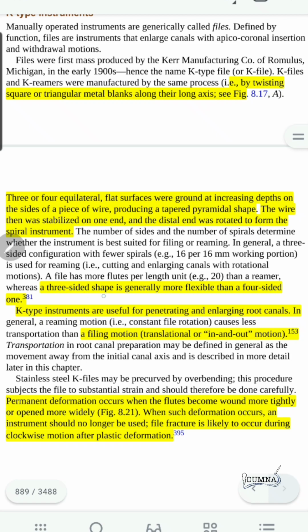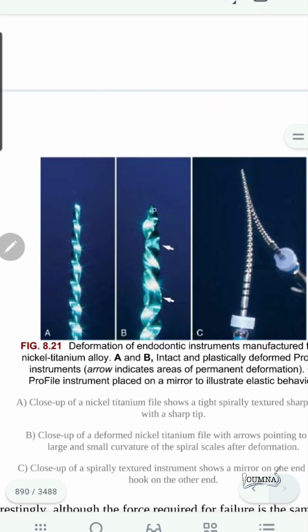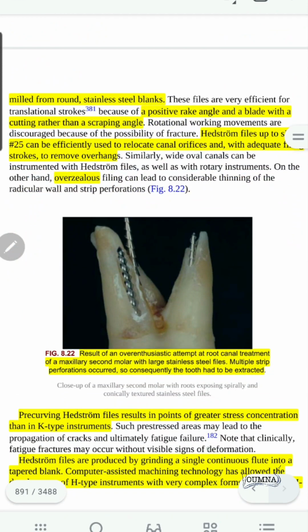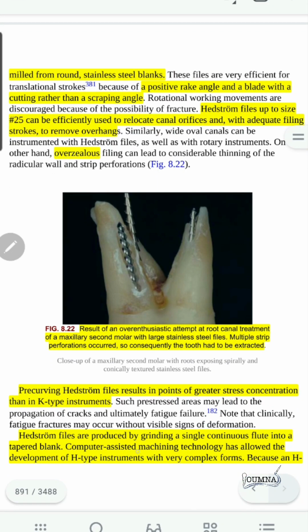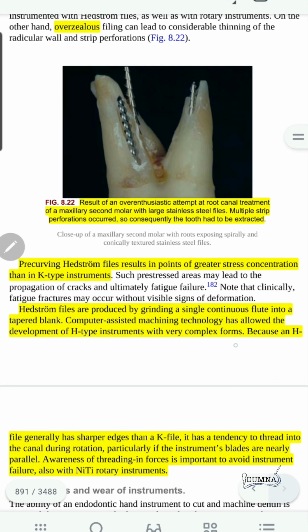A 3-sided shape is generally more flexible than a 4-sided one. The tip shows the pyramidal shape, and we can see the spirals on the file. Hedstrom files are produced by grinding a single continuous flute into a tapered blank. Computer-assisted machining technology has allowed the development of H-type instruments with very complex forms.